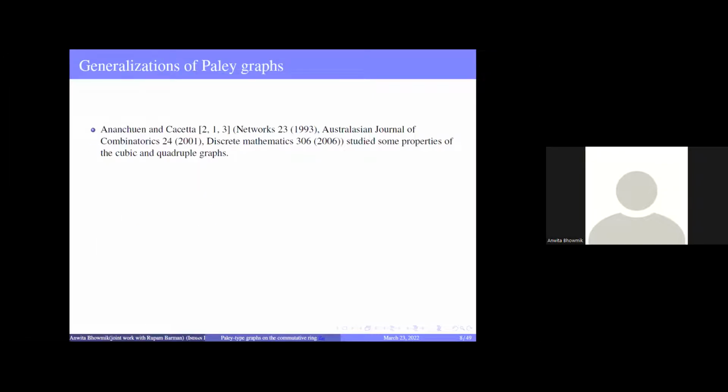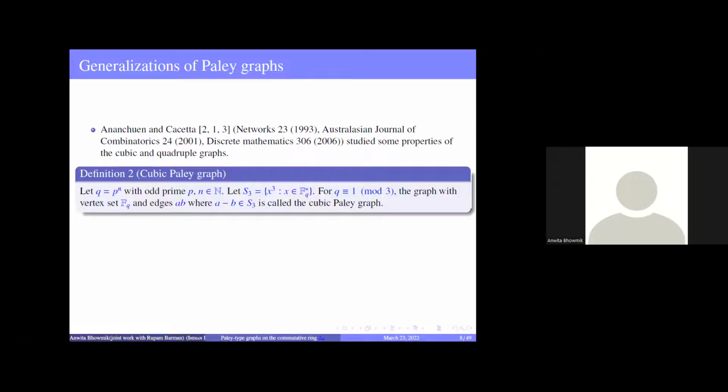Next, now that the Paley graphs were studied, Paley graphs also started getting generalized. I will list some generalizations here. The first is by Anwita and Cassetta. They define what we call the cubic and quadruple Paley graphs. The cubic and quadruple both have the vertex set as F_q.